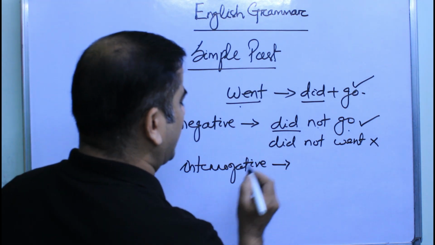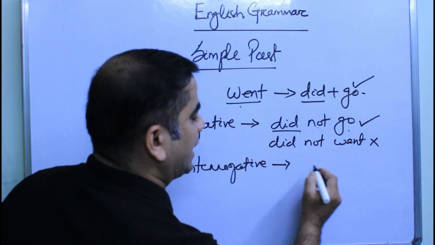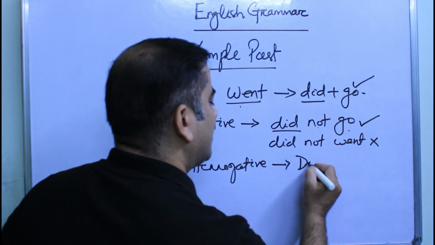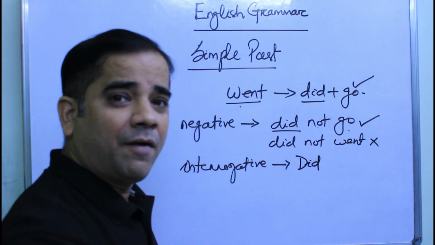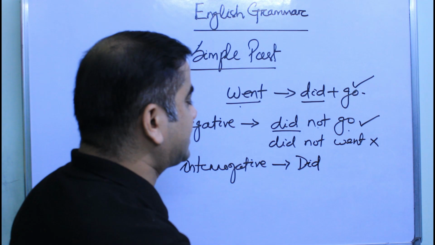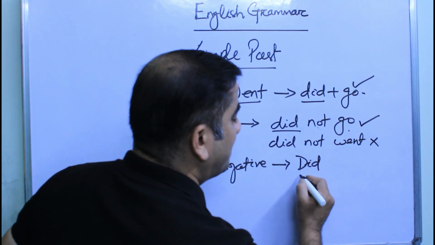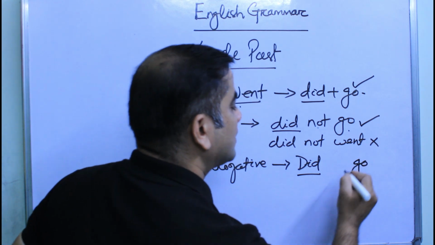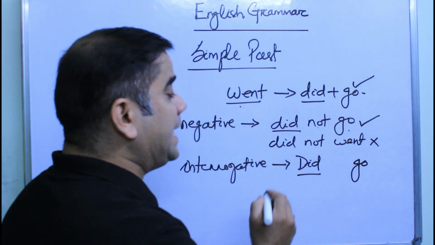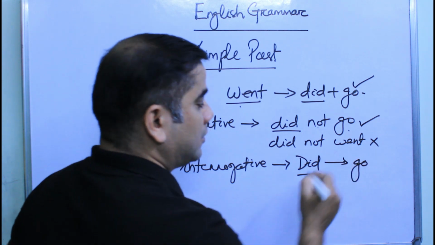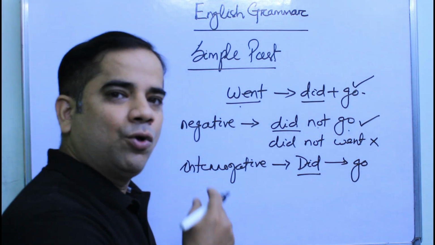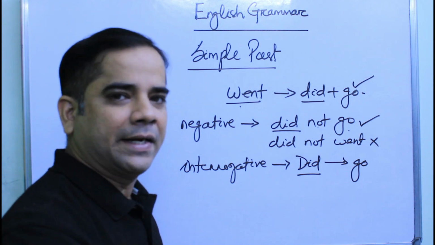In case of interrogative, the same thing happens. We bring the helping verb at the front, as we have already discussed. So when we bring the helping verb out, it leaves the main verb go. Did go. So let us now discuss some examples so that you can understand these things in a better way.